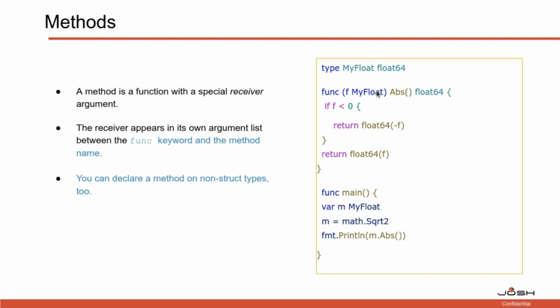If I now try to create a new variable, I'll use my user defined type, my float. Since I have created a method for my receiver, my float type, right, I can simply call this absolute method on my user defined type. Does that make sense to you? Basically, you can use this whenever you want to create your own types and some user defined methods on your type. You can create a new variable for your own user defined type and then call these methods.